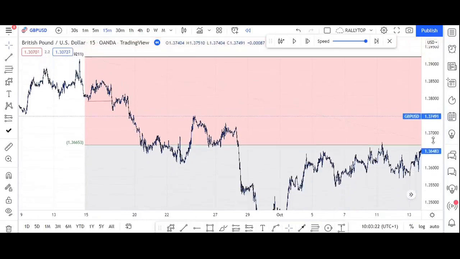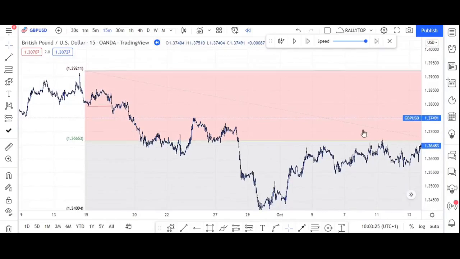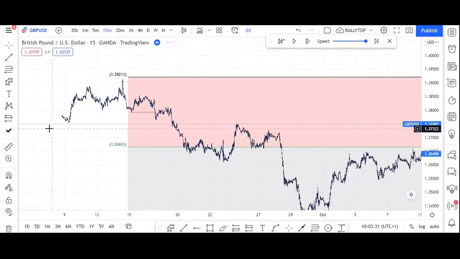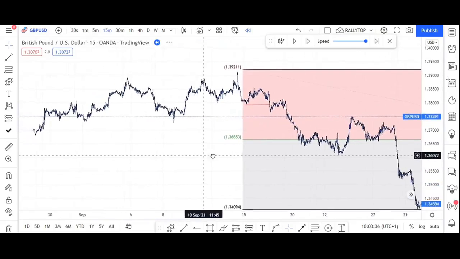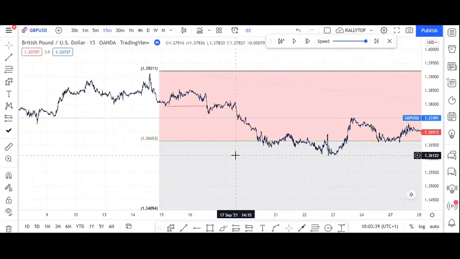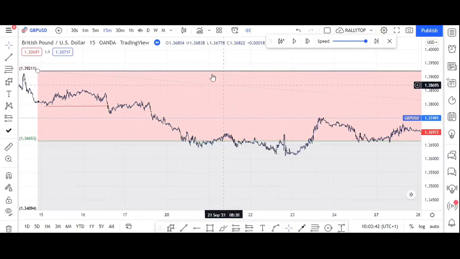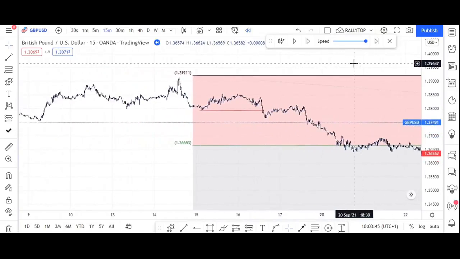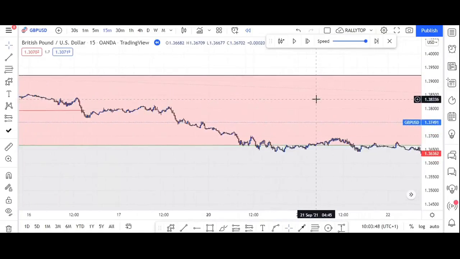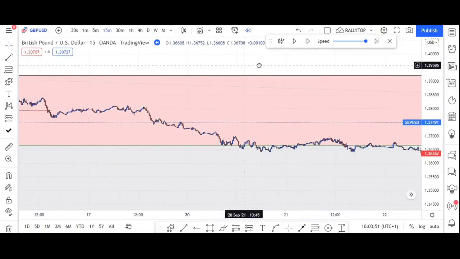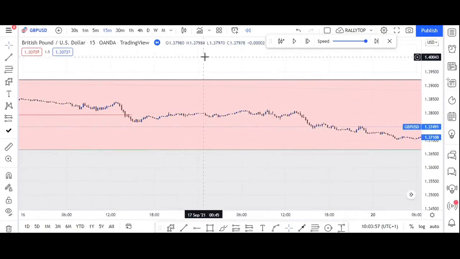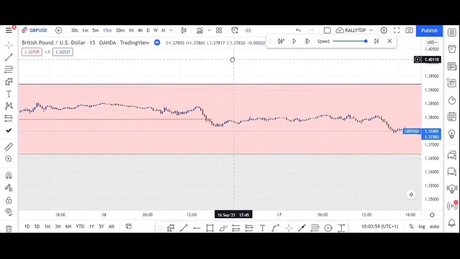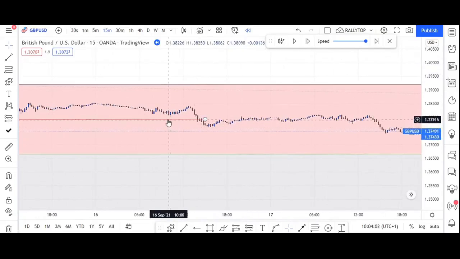So this is our 15 minutes. I want to make sure you see this very well. I'm trying to show you something, so that you don't say you didn't see it. Now as you can see, this is that break of structure on 1 hour, isn't it?